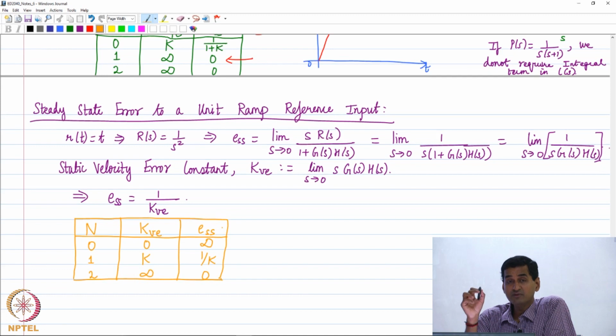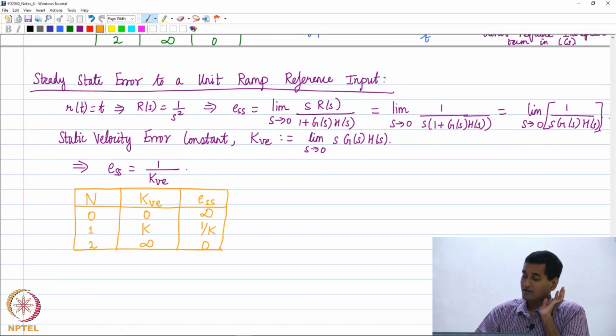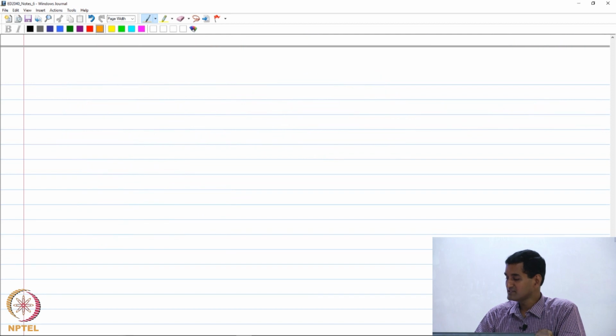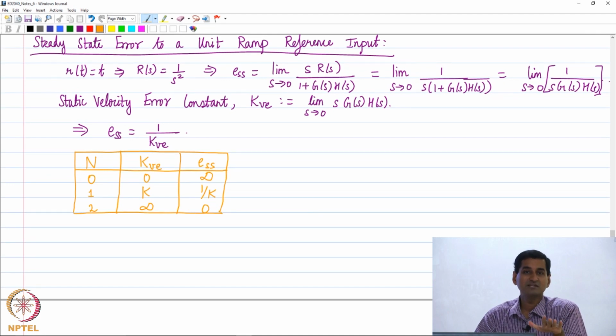But obviously if you want to track a ramp with 0 steady state error, you need a 1 by s squared term in the open loop transfer function. That's like a double integrator, and you introduce 2 open loop poles in the origin, right. Then we will see that it becomes progressively more difficult to stabilize the closed loop system. We'll look at those constraints. Another reason why I am doing this analysis is to introduce you to these terms: static velocity error constant, static position error constant, and what is called the static acceleration error constant, which we are going to come to now.